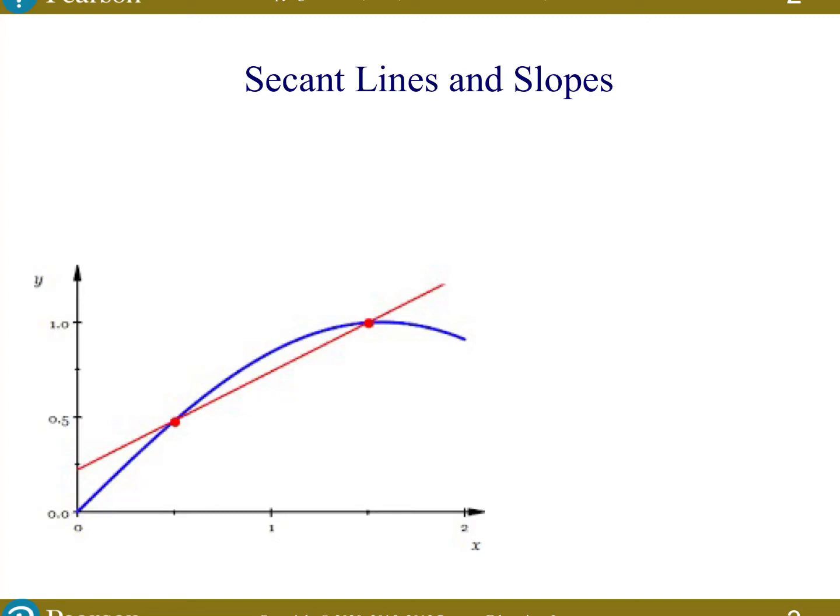Chapter 1, the idea of a secant. A secant, and again, the Greeks could do this. The Greeks could handle a secant slope.